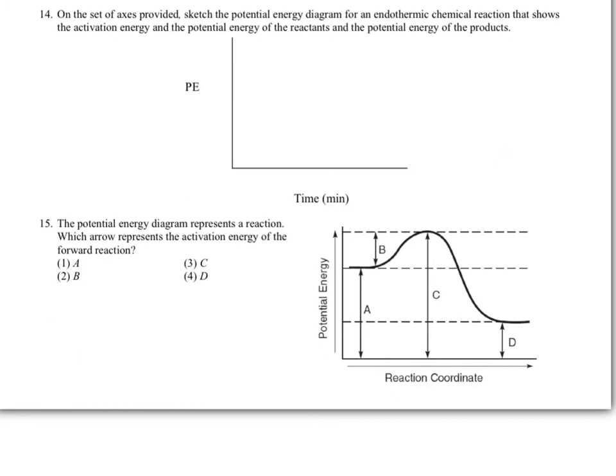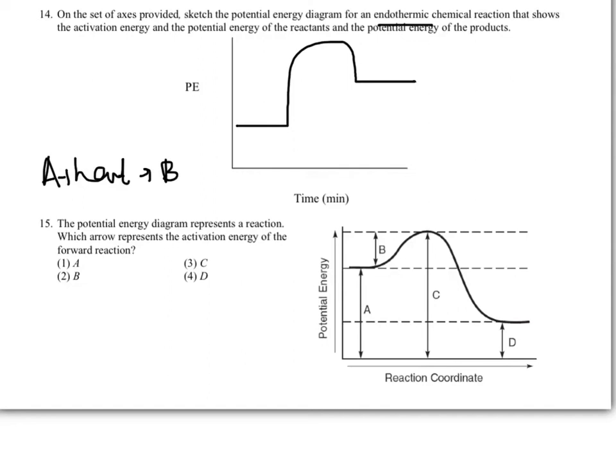Question number 14 asks us to draw the potential energy diagram for an endothermic chemical reaction that shows the activation energy, potential energy of the reactants, and the potential energy of the products. Endothermic means heat is absorbed. When heat is absorbed, it is a reactant. Okay, so since heat is absorbed, we have to show that the energy of the products is higher than the reactants, because the reactants absorbed heat.